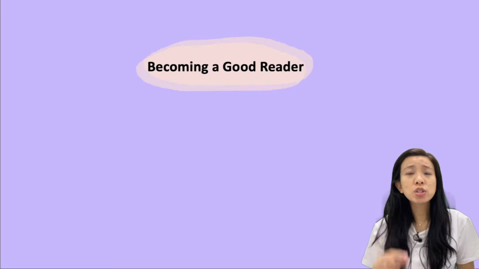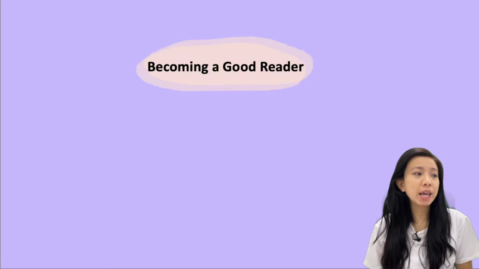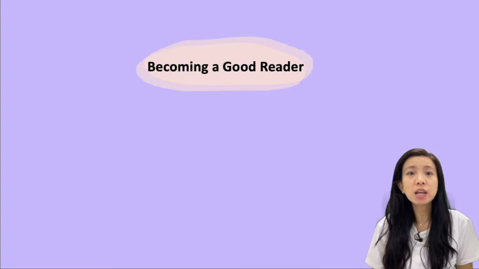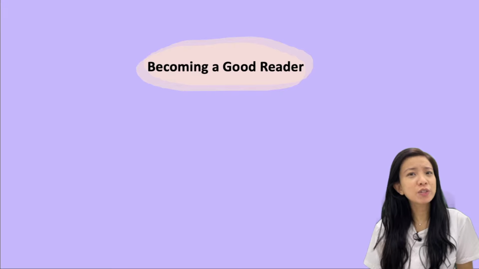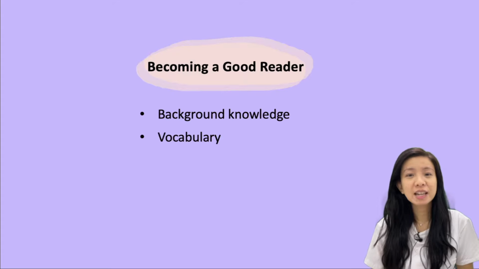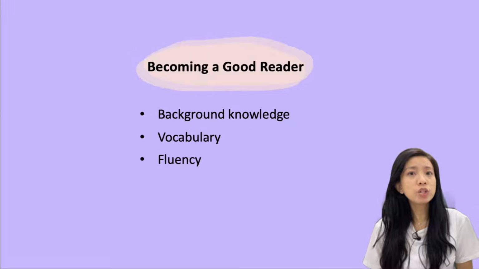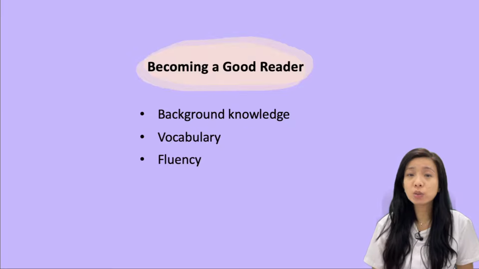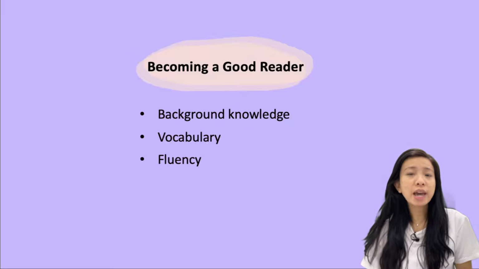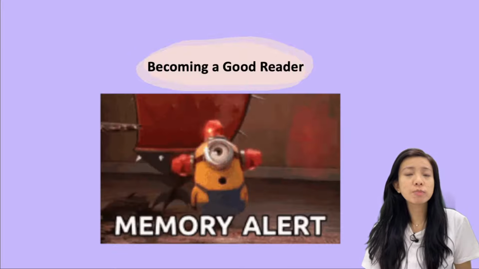So first of all, let's talk about becoming a good reader. In order to be a good reader and be able to understand texts very easily, you will need a few things. First of all, background knowledge. Secondly, you will need knowledge of vocabulary. You need to be able to read with fluency as well. Reading with fluency actually helps you to retain information more easily.